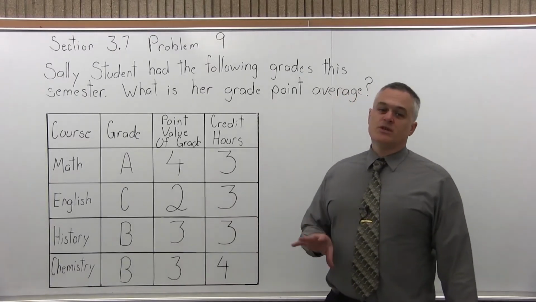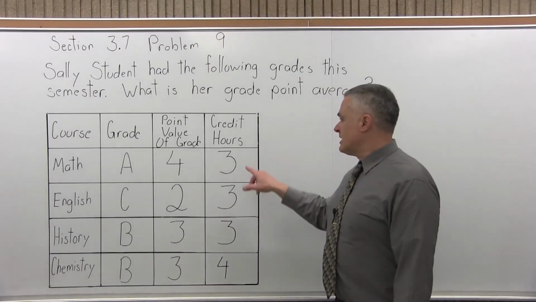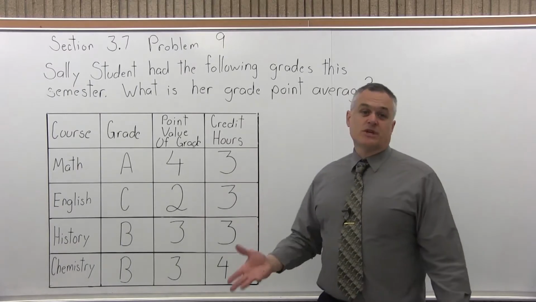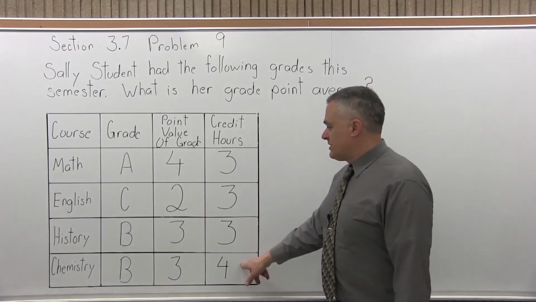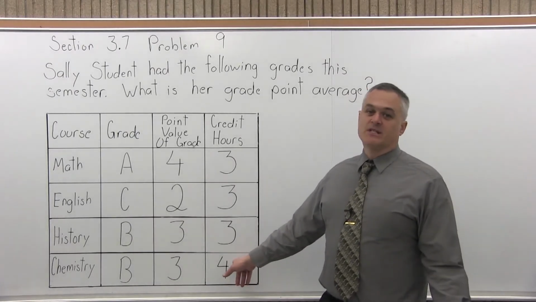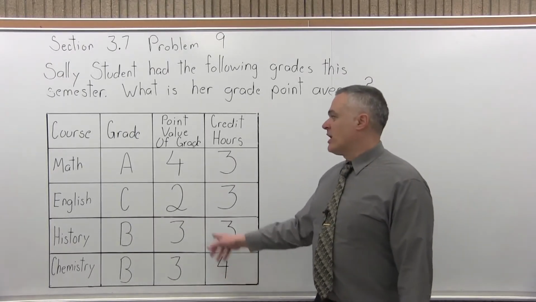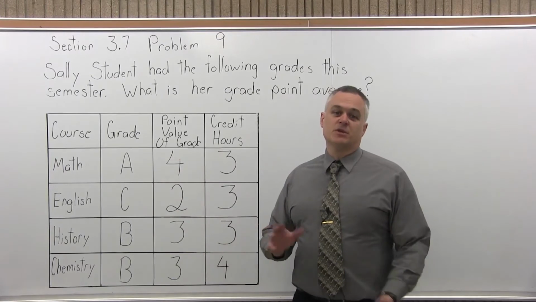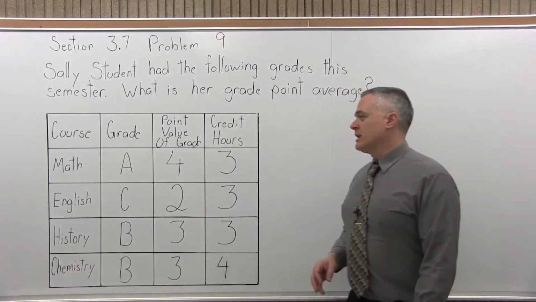You also need to know how many credits each course was. So most of them are 3s. Most courses are 3-credit courses. The chemistry was 4. A lot of times, if a science class has a lab, there's your 4th credit. Or an upper-level math, like a calculus, if it meets 4 hours per week, the 4 credits.